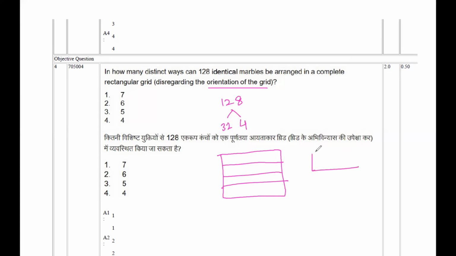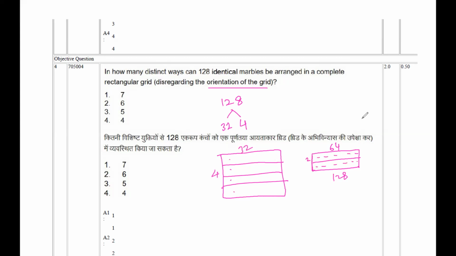I can have 64 by 2, right? Two rows, 128 like that. Yeah. So there are 64 marbles like this, 64 marbles like this. So two rows into one column. I could have one, two, three, 4 rows into one column. So this would be like 32 into 4. So they are asking, in how many distinct ways can 128 identical marbles be arranged in a complete rectangular grid?